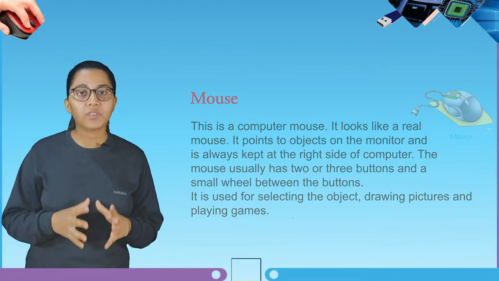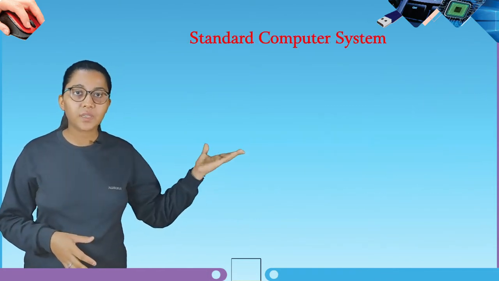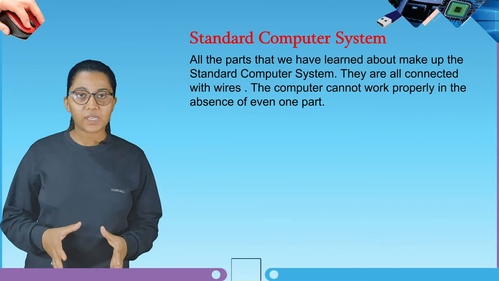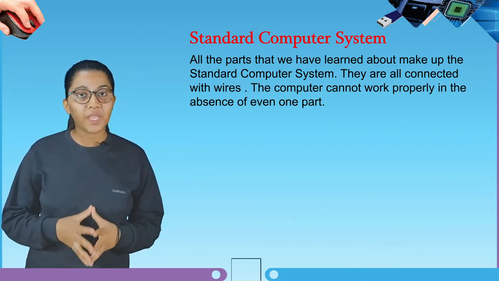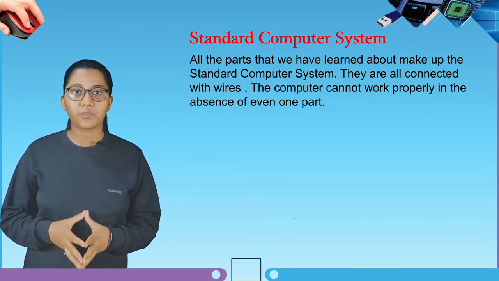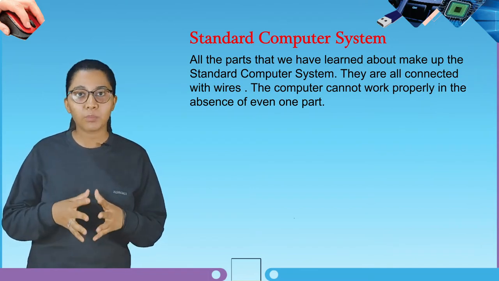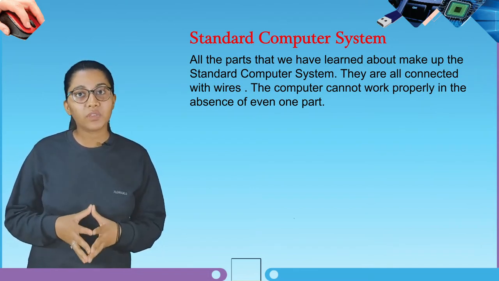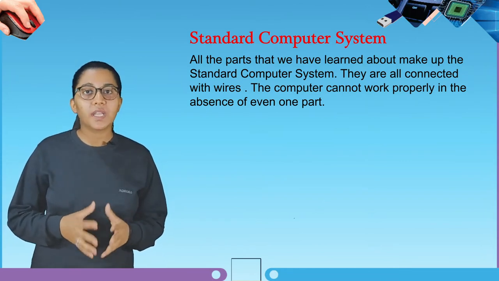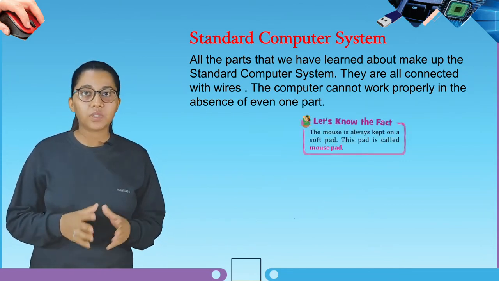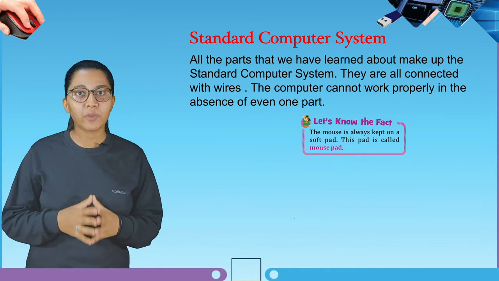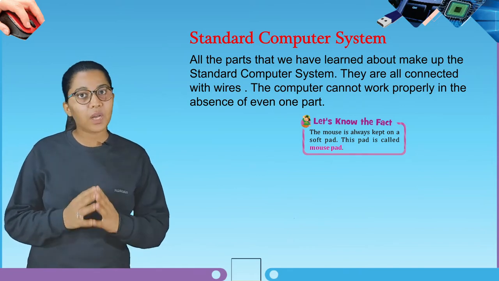So students, our next topic is the standard computer system. All the parts that we have learned about make up the standard computer system. They all are connected with wires. The computer cannot work properly in the absence of even one part. So students, let us know the fact. The mouse is always kept on a soft pad. This pad is called a mouse pad.